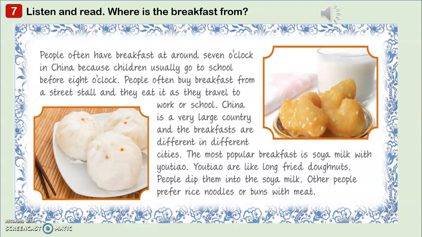All right, listen, can you tell me what is the most popular breakfast in China? That's right, it's soya milk with yuxiao, okay? And also remember that yuxiao are like long fried donuts, right? Okay, and yes, it's from China. Okay, that's right. Let's continue working now.